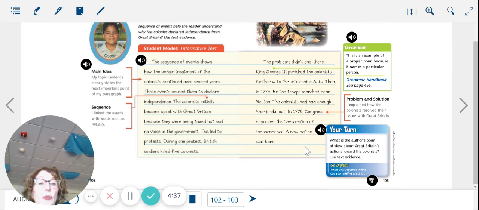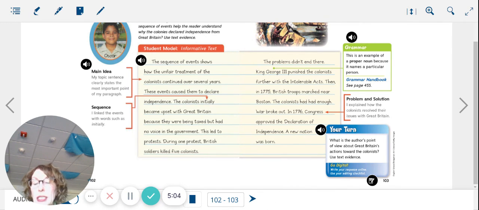At the end of his piece of writing, he uses the problem and solution text structure when he states that the colonists resolved their issues with Great Britain, and they did so by approving the Declaration of Independence, stating that they were going to break off from Great Britain and form their own nation.